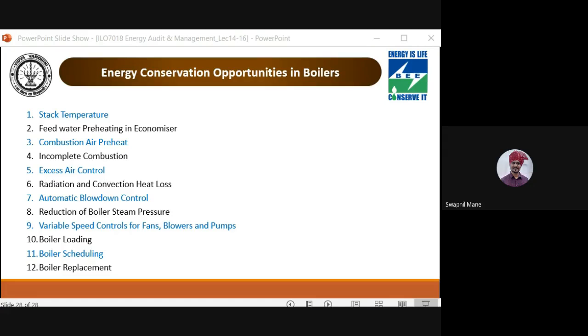So in that case, you can buy a new boiler which is capable of firing a cheaper substitution fuel. If the boiler has become oversized or undersized for the present requirement, or it was not designed for ideal loading conditions, then you can go for the boiler replacement option. So this is it.